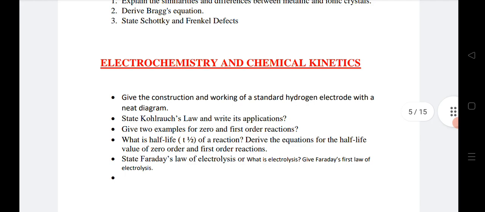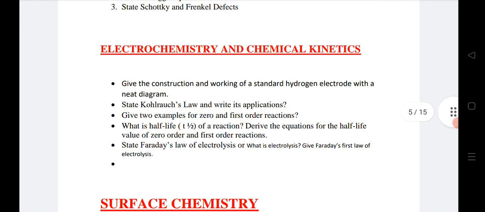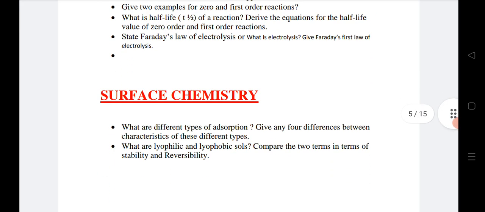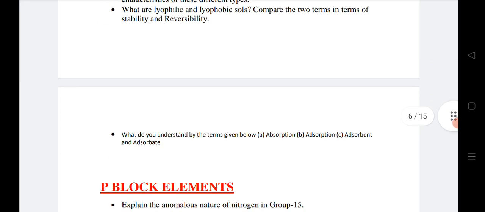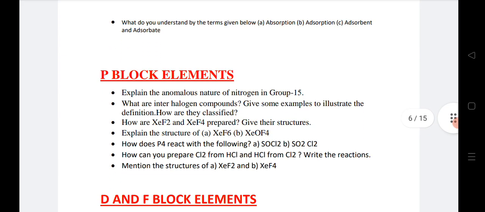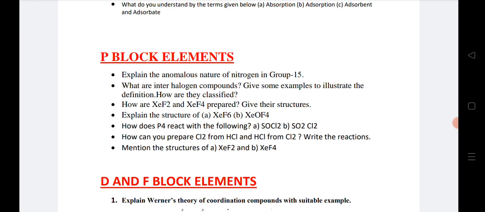Next, electrochemistry: this year we have SAQ questions also. So we have given important SAQ questions for electrochemistry and chemical kinetics. Surface chemistry, we have given a list of 3 questions. These are very important questions. If you practice, they will definitely give you good marks. P block elements also, we have given some SAQ questions. Practice these SAQ questions, they will definitely give you good marks.